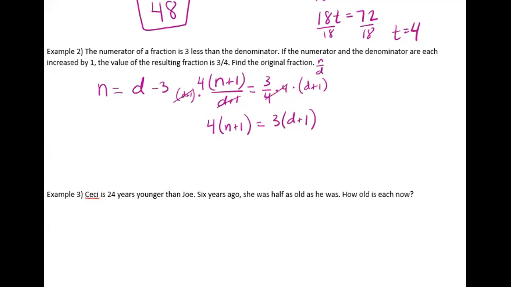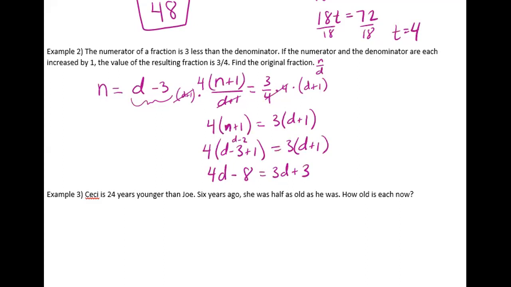I'm going to go ahead and substitute this d minus 3 for the n right here. So 4 times (d minus 3) plus 1 is equal to 3 times (d plus 1). I can combine this in here and it'll be d minus 2. Now I want to distribute. 4d minus 8 is equal to 3d plus 3.